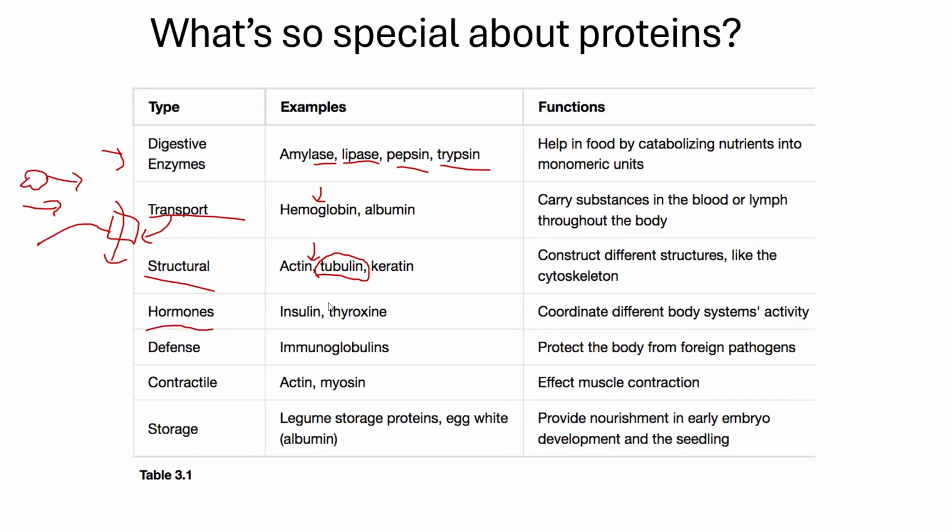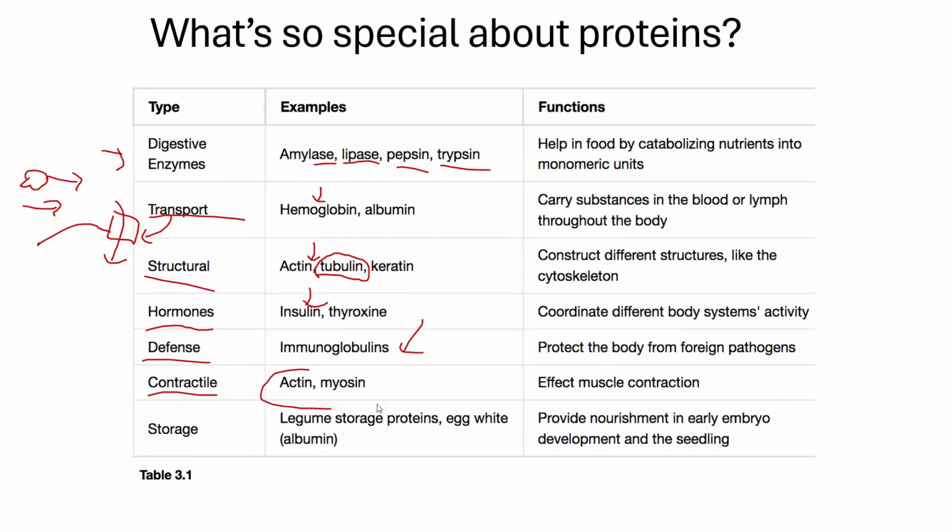Hormones, insulin, thyroxine, they help with the body and they help coordinate different actions. Hormones can also be found in prokaryotes and single-celled eukaryotes. So signaling molecules and signaling proteins, signaling peptides. Defense, again, you could have immunoglobulins, which are antibodies. So, you get a vaccine, get antibodies.